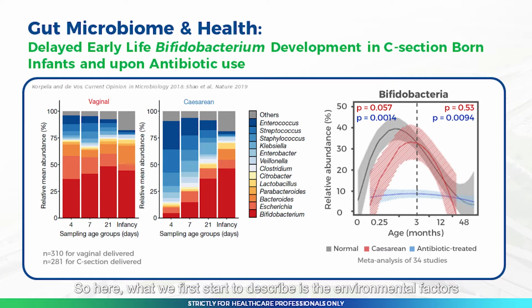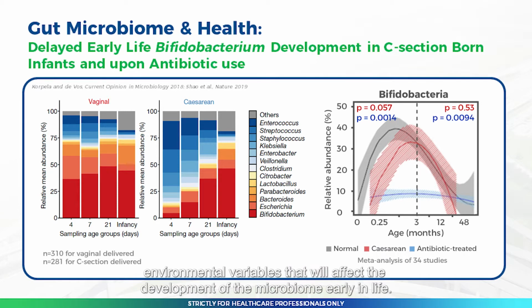Here, we first start by describing the environmental factors that can affect this microbiome maturation early on in life. We know that things like the way babies are delivered and also antibiotic consumption are important environmental variables that will affect the development of the microbiome early in life.